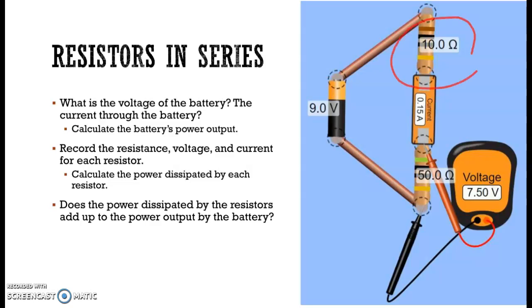And then record the resistance, the voltage, and the current for each resistor. Since I have 7.5 volts across my 50 ohm resistor, that means I must have 1.5 volts across my 10 ohm resistor. Both of them again have this current of 0.15 amps. Go ahead and calculate the power dissipated by the resistors. Add that together. Does it add up to the same power output by the battery?